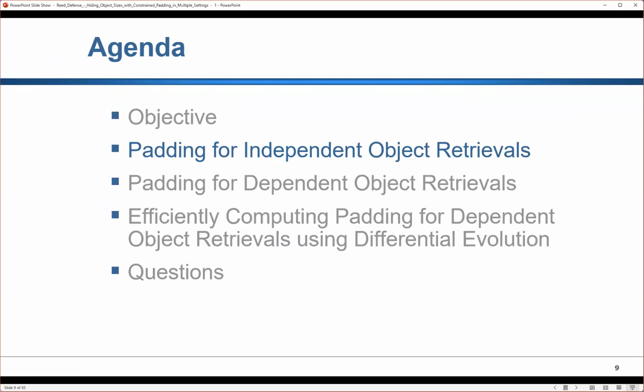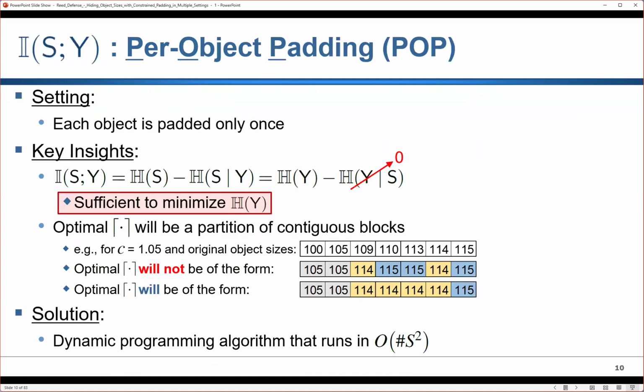So now I will begin with our solutions for the independent object retrievals setting. For mutual information, we actually have two subsettings, so to speak, for padding algorithms that could minimize mutual information. Beginning with this first setting, where an object store is only able to pad objects once, perhaps because they're being distributed across content distribution networks, we refer to this setting as per object padding, and our algorithm here is referred to as POP.